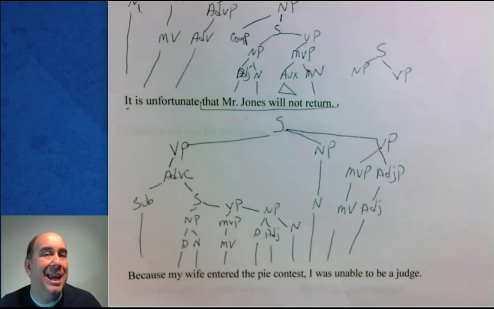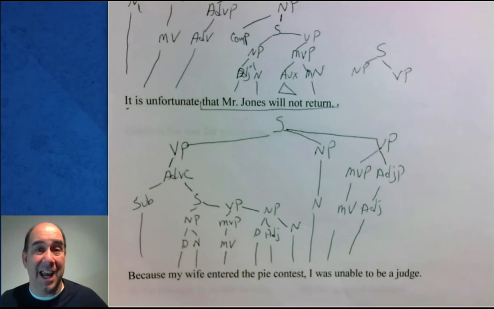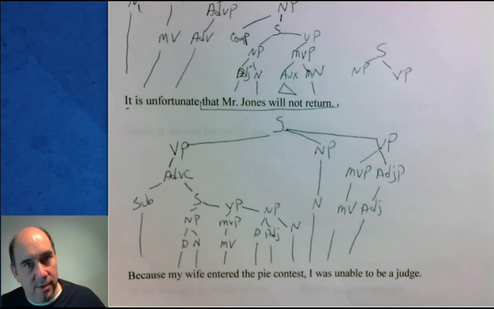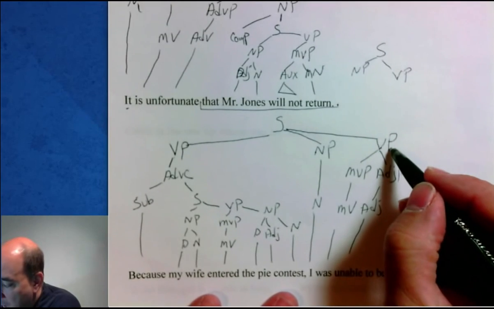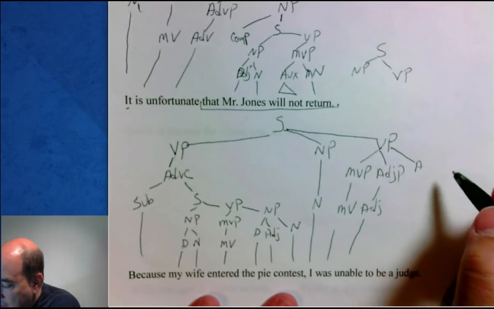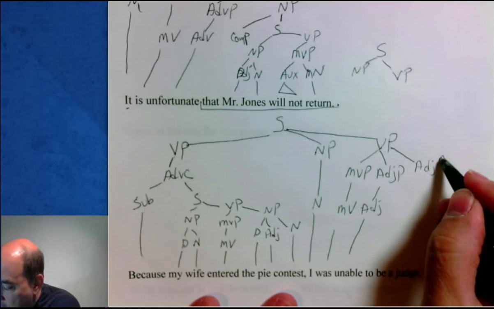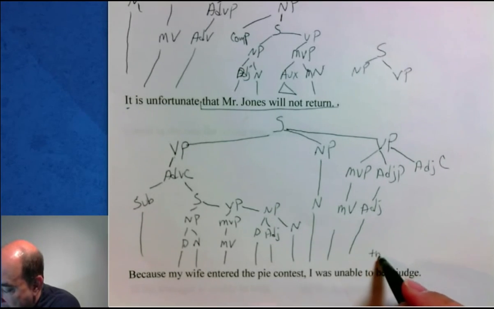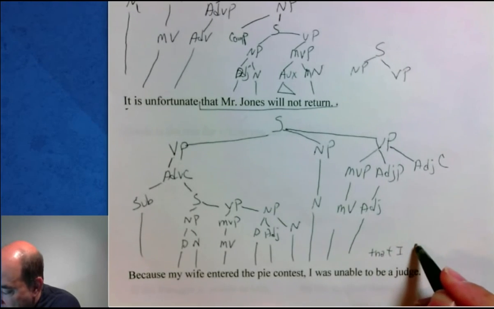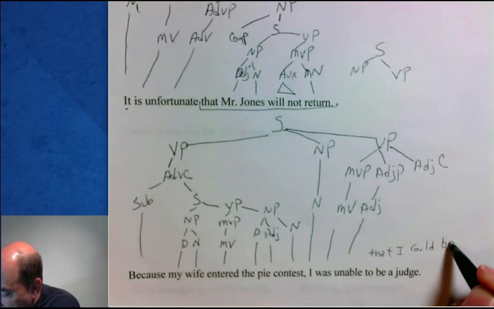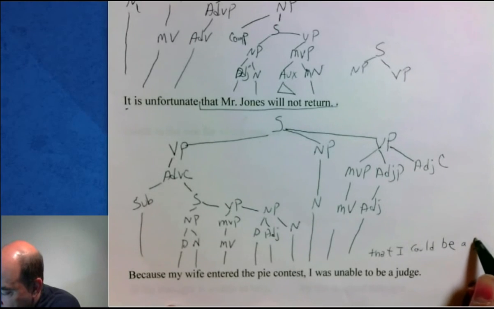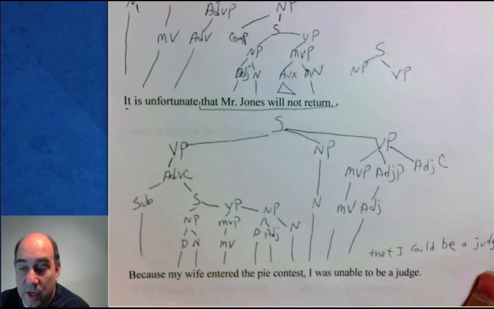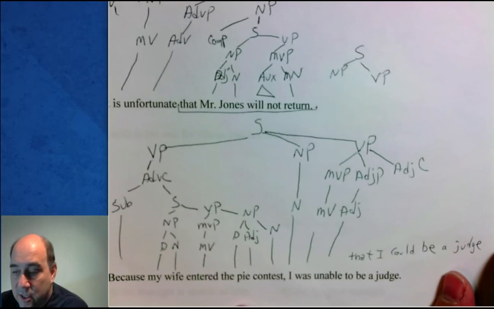To be, what linguists will say, is a reduced clause. I was unable that I could be a judge. I was unable, so we're going to have unable what? We're going to have another adjective clause here, and I need to write this in here. I was unable that I could be a judge, which then gets reduced into what we have here.